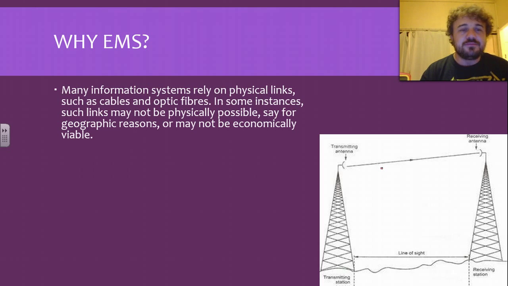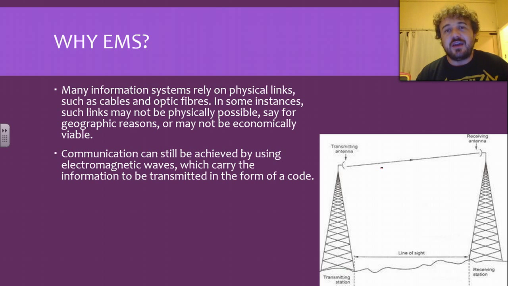So often, information systems rely on a physical link. And this is often an advantage if you can have that. It's more stable. You can easily diagnose a problem. You can see if it's not connected. You can see if it's shorted out. But sometimes the physical links aren't possible. This could be because it's geographically set too far away, or economically just way too expensive. Cable's expensive.